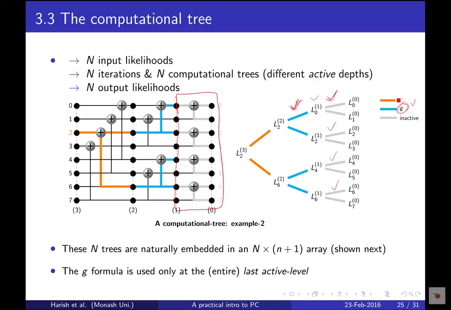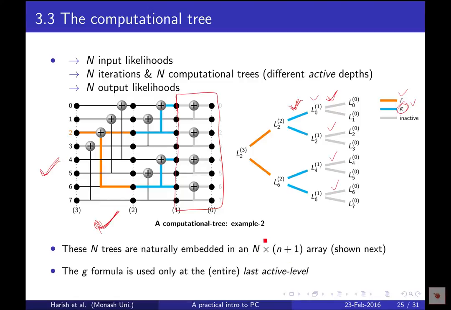The rest of all active branches are going to be f computations. That is the interesting part. So all these N computational trees may seem very huge, because there are small n levels, it's a big tree each time, and there are capital N such trees. The interesting thing is, they can be stored in a simple array itself. That's what you are already seeing at this stage. In this representation, you see that each tree is coming out of this simple rectangular array. So the number of elements is actually n times capital N.